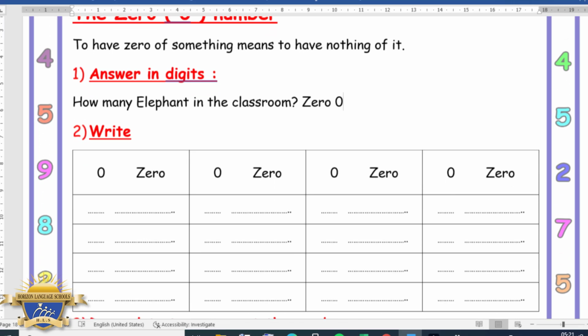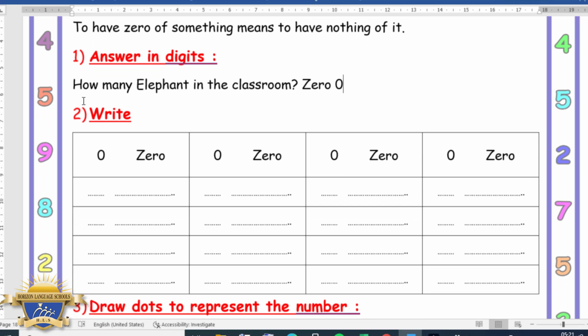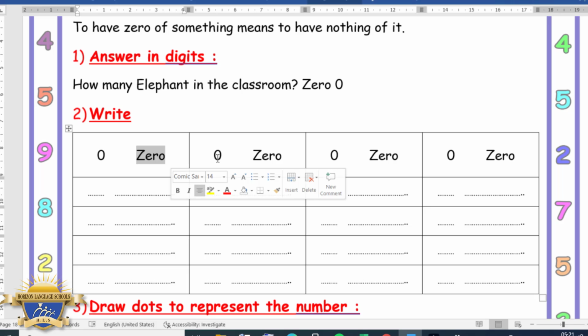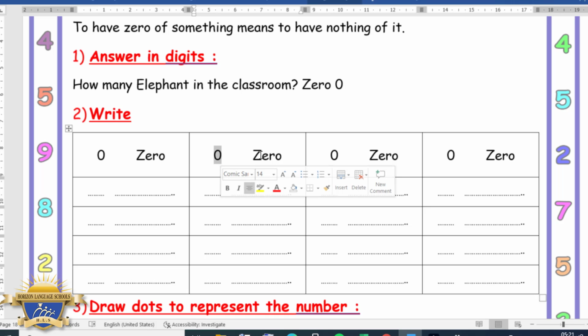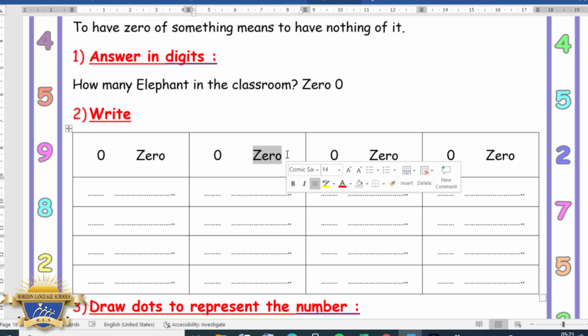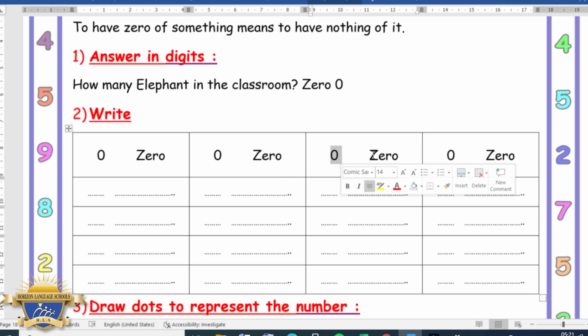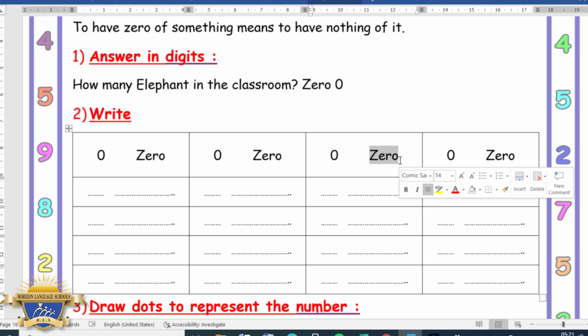Now we will write 0 in digits and 0 in letters. Z-E-R-O. 0 in digit and 0 in letters. Z-E-R-O.